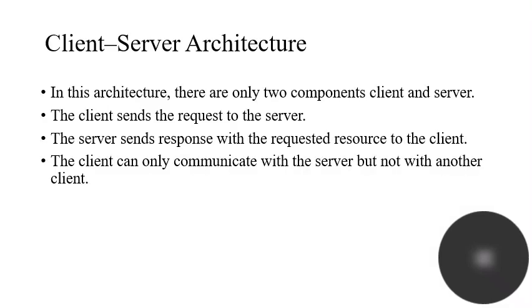Next, client-server architecture. In this architecture, there are two components, that is client and server. This architecture is a distributed system model where the system is divided into two main components, that is client and server. Here, client sends the request to the server. Server sends response with the requested resource to the client. Here, client can only communicate with the server but not with another client.